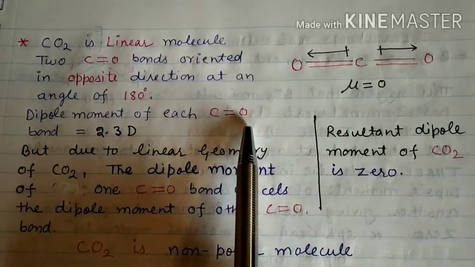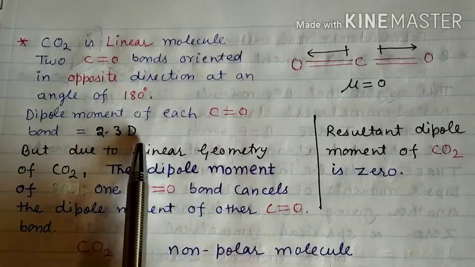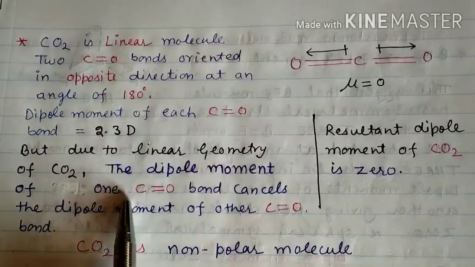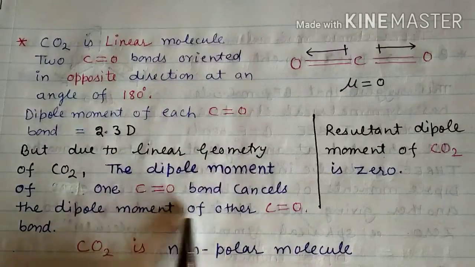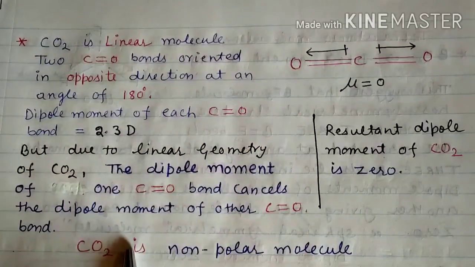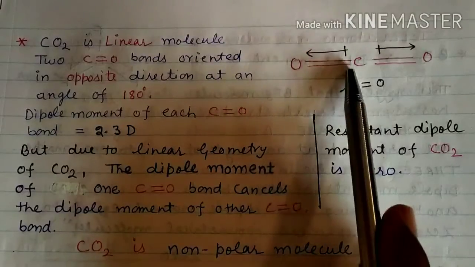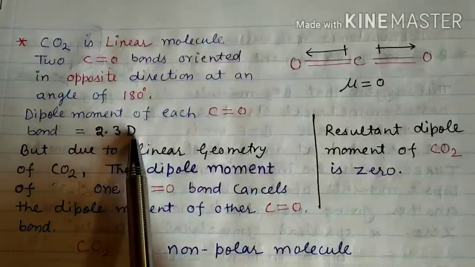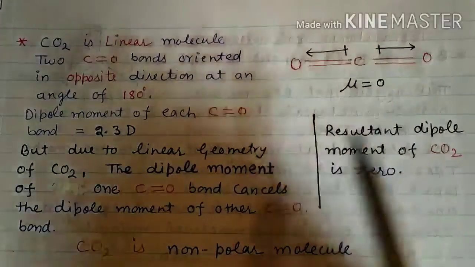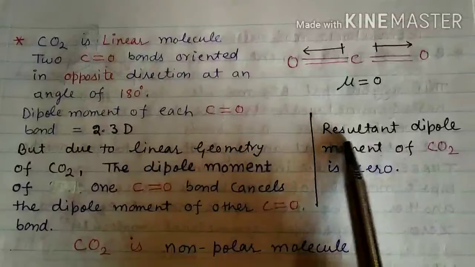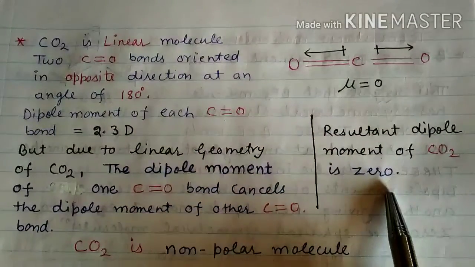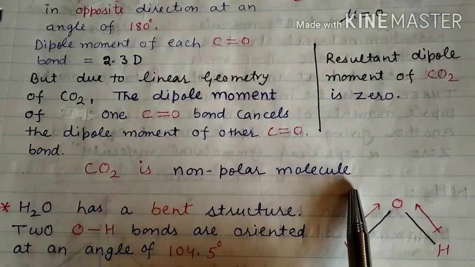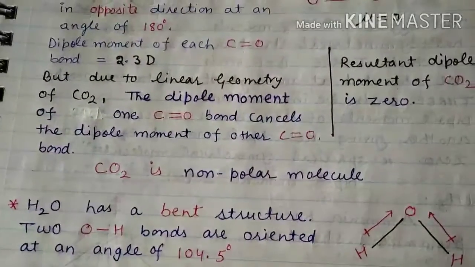The dipole moment of each CO bond is 2.3 D, but due to the linear geometry of CO2, the dipole moment of one CO bond cancels the dipole moment of the other CO bond. You can say these are equal in magnitude and opposite, right? The value of the dipole moment of one CO is 2.3 D, but they are in opposite directions. That's why the net dipole moment, or the resultant dipole moment, of CO2 will be 0. So CO2 is a non-polar molecule.